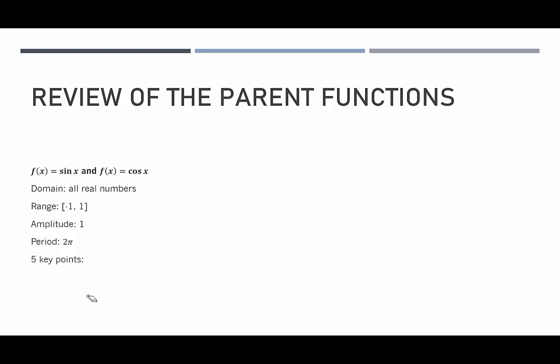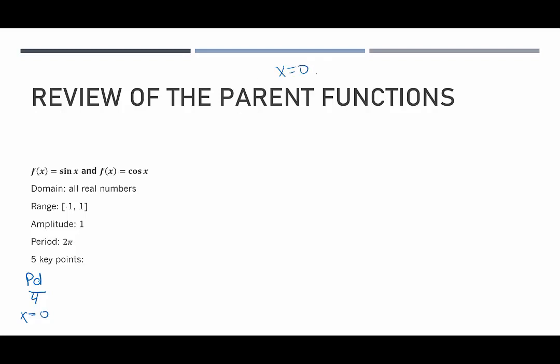To figure out the 5 key points, what we do is we take the period and we divide it by 4. And what that's going to do is tell us the increments of those 5 key points. We start with the parent function, we're going to start at x equals 0, and then we add those increments as we go. So if we start at x equals 0, that would tell us our first key point.